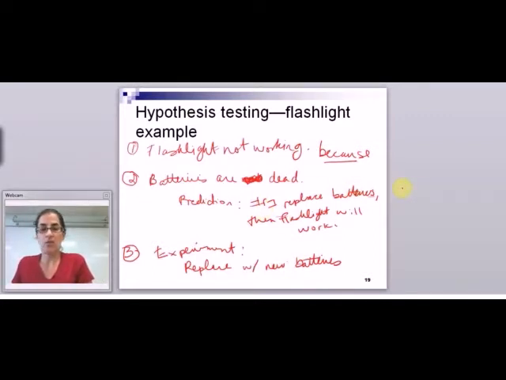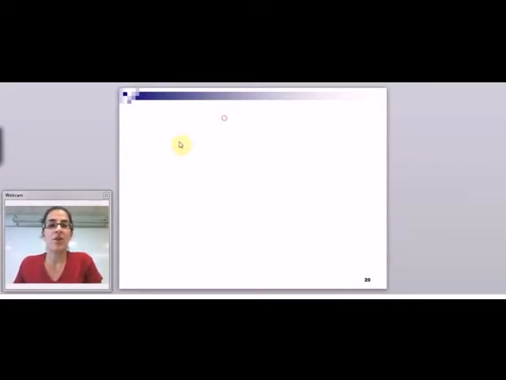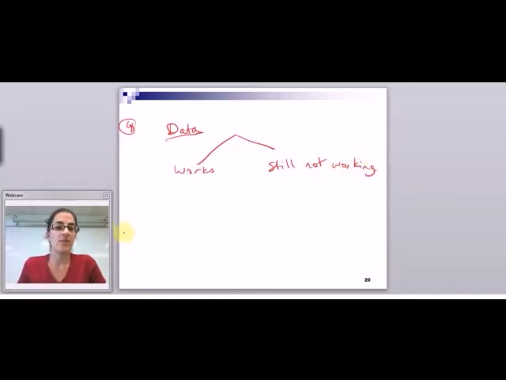Okay, so I'm just going to switch slides here to give me some more room. So I've done my experiment, I've replaced with new batteries. And so then I need to do my data analysis. So my fourth step is to look at the data. And there's two possibilities here. After I replace the battery, the flashlight works or it still doesn't work. Okay, and so based on those two possibilities as my outcome, I'll either reject or support my hypothesis.